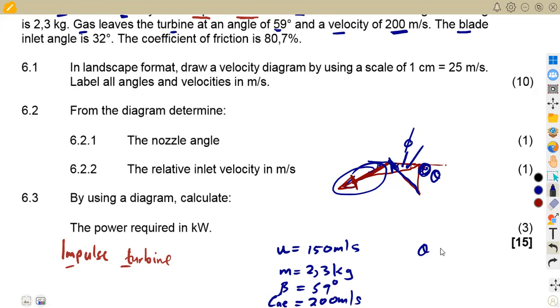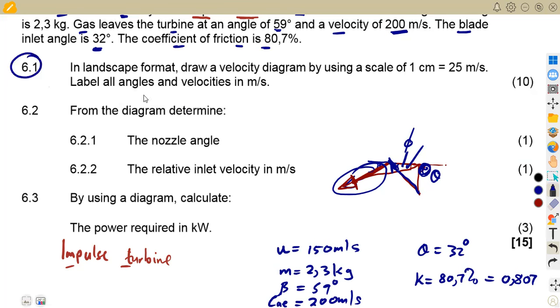So we are given theta, the blade inlet angle, which is 32 degrees. And we are given K, the coefficient of friction, as a percentage. So you can write this as a decimal, dividing by 100, that's 0.807. We shall also see the application of this K. Where do we apply the coefficient of friction?